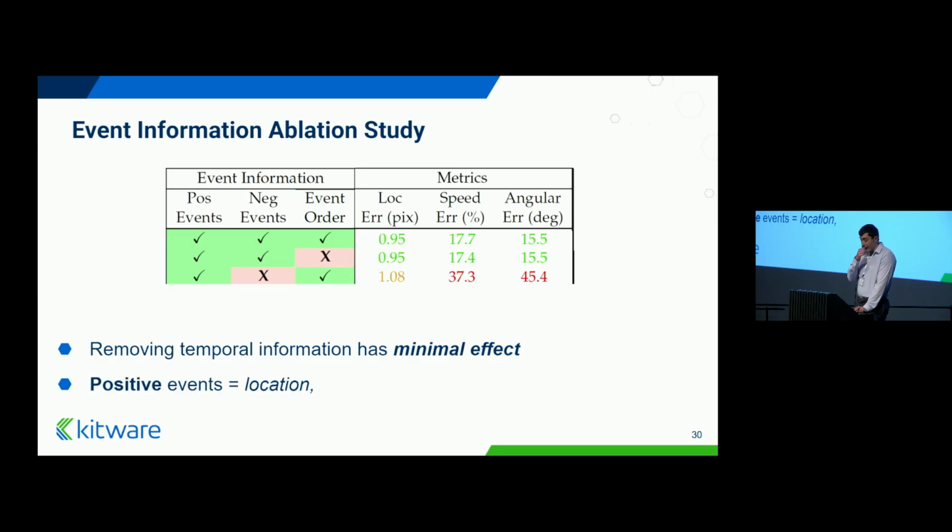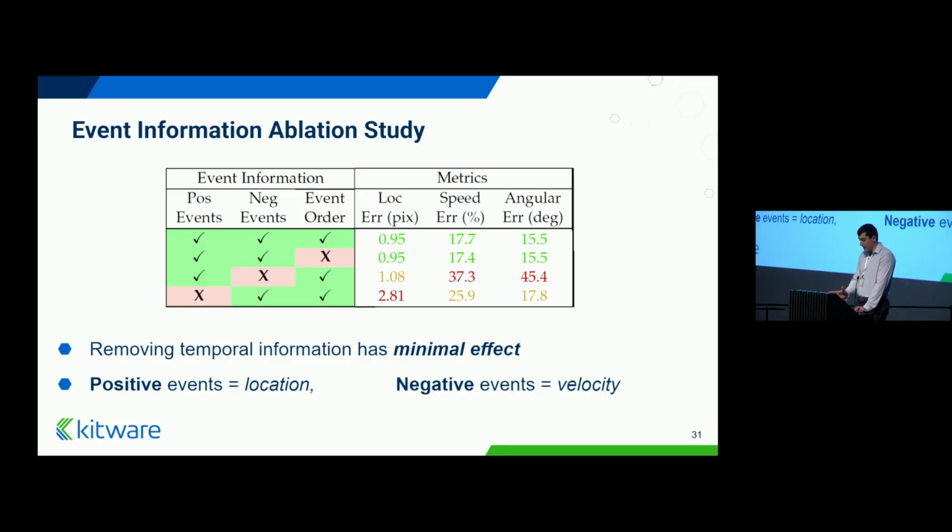Additionally, if we remove negative events, we retain the same location accuracy but get worse speed estimation, which suggests that the positive events are useful for location, while negative events are more useful for velocity. And we get the vice versa when we remove the positive events, where we get very poor location estimation and better speed estimation. So this is agreeing with our initial hypothesis and CRB analysis in the beginning.